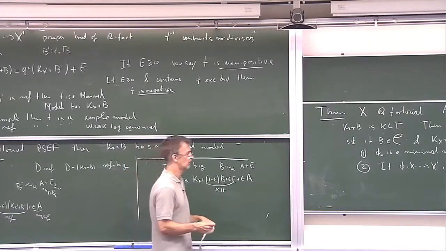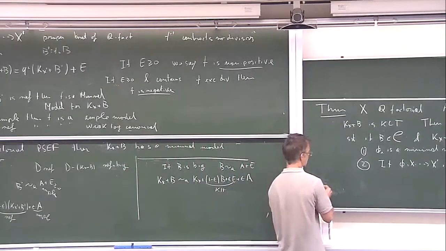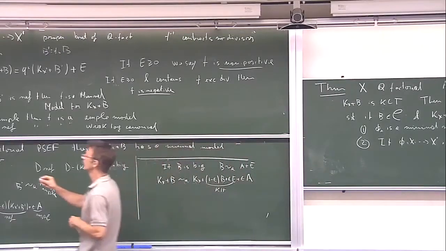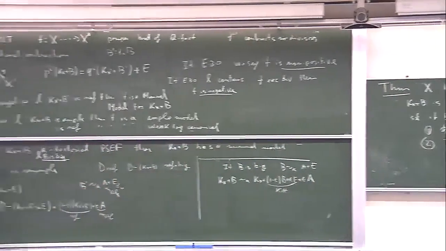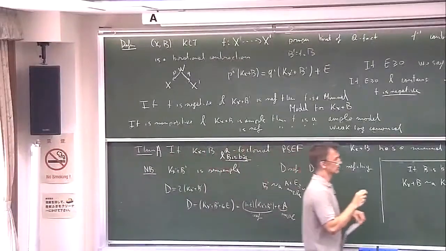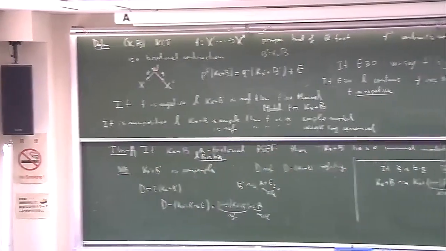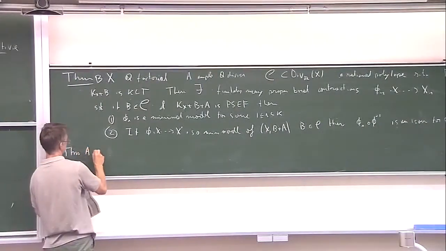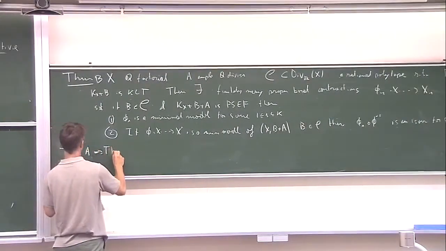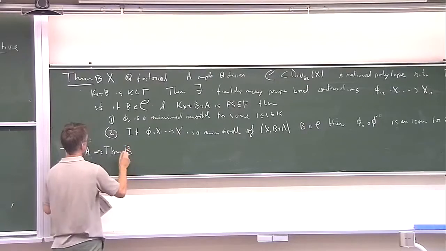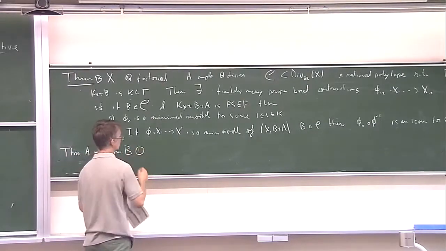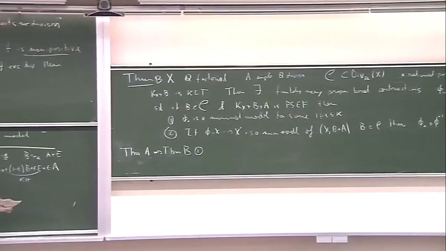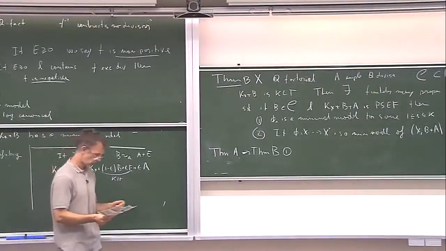Okay, so what I'd like to do now is, well, if we call this theorem A and we call this theorem B, then the claim is that theorem A implies theorem B. And actually, I'm going to just worry about proving the first part. The second part is similar. Okay?